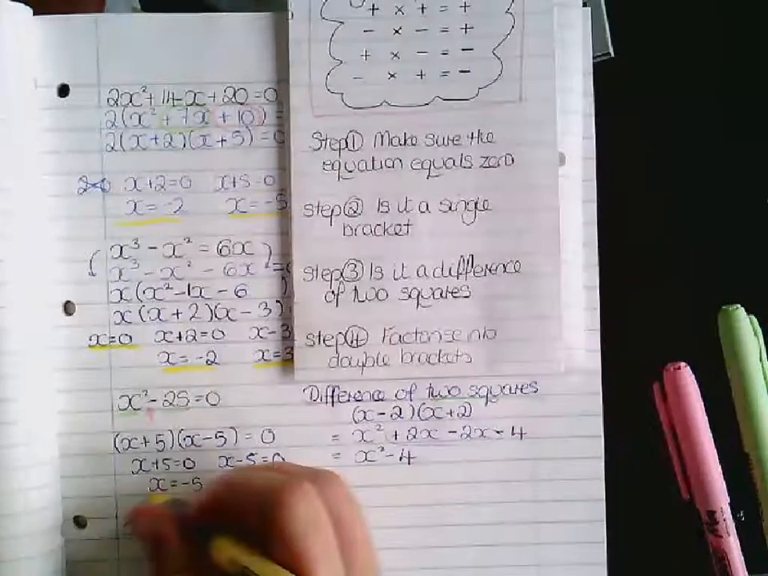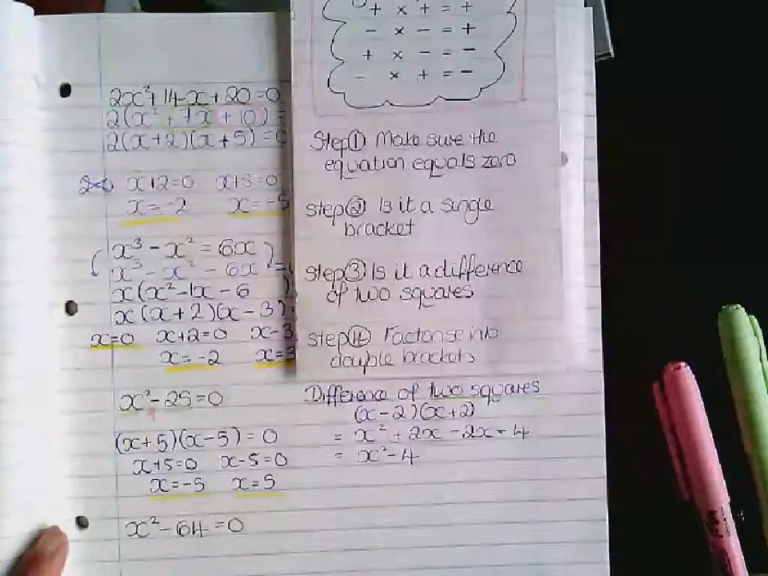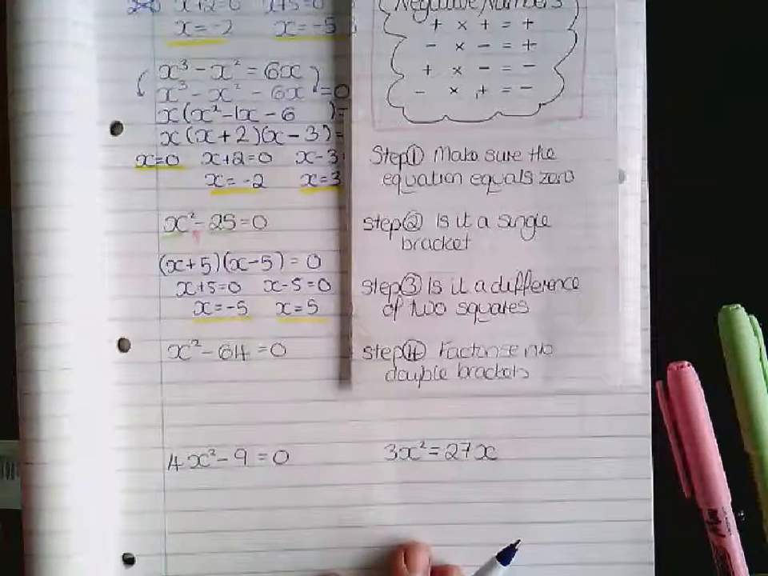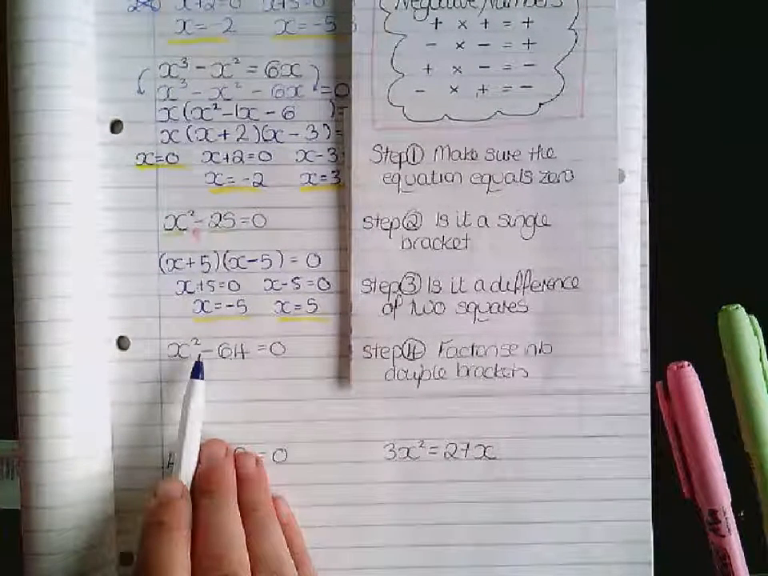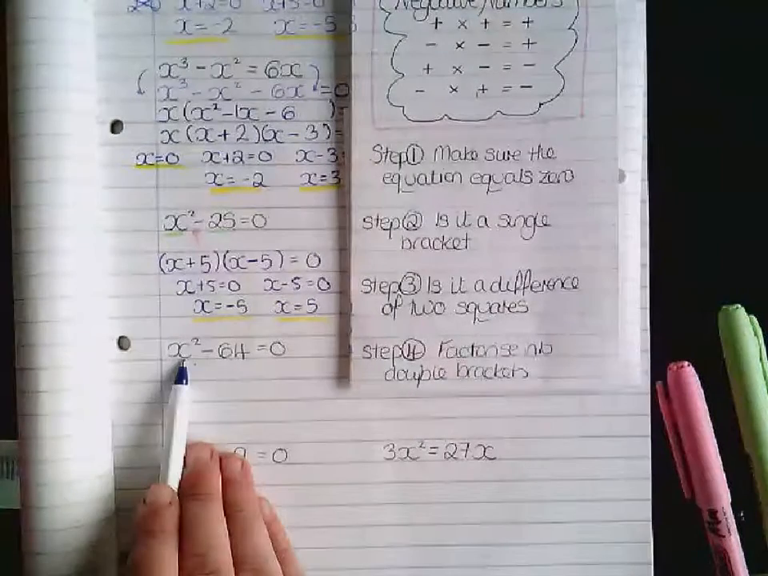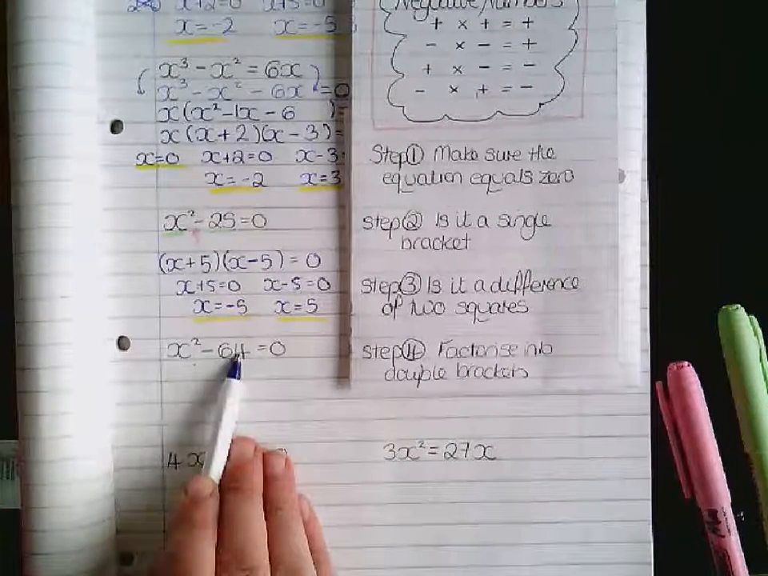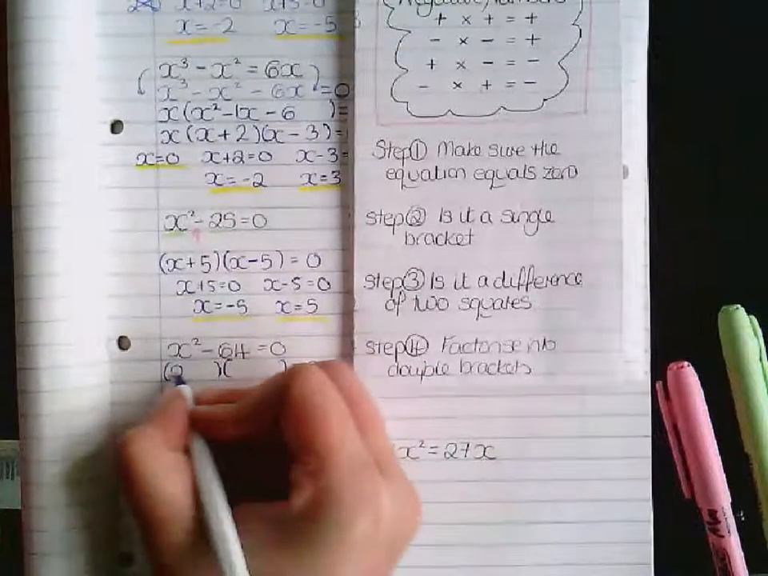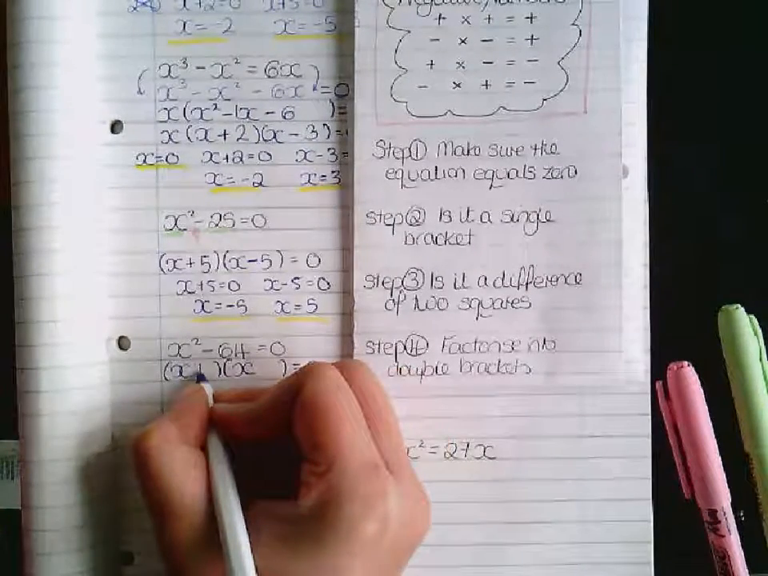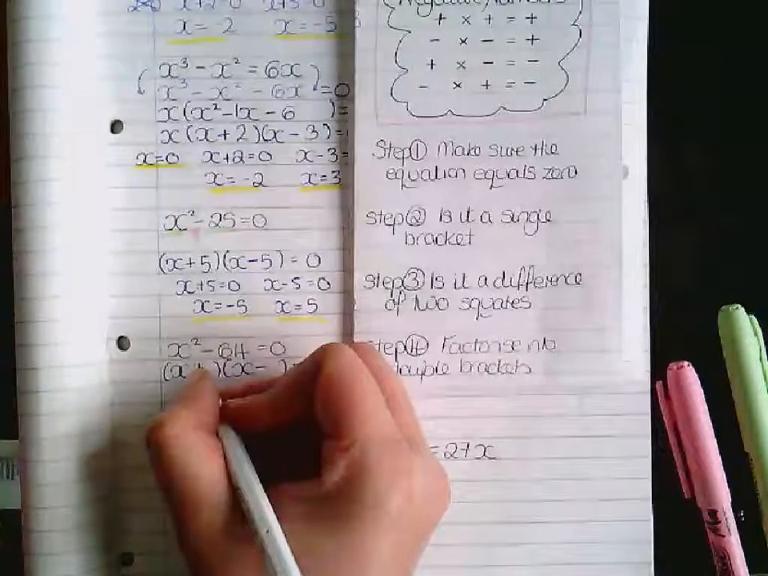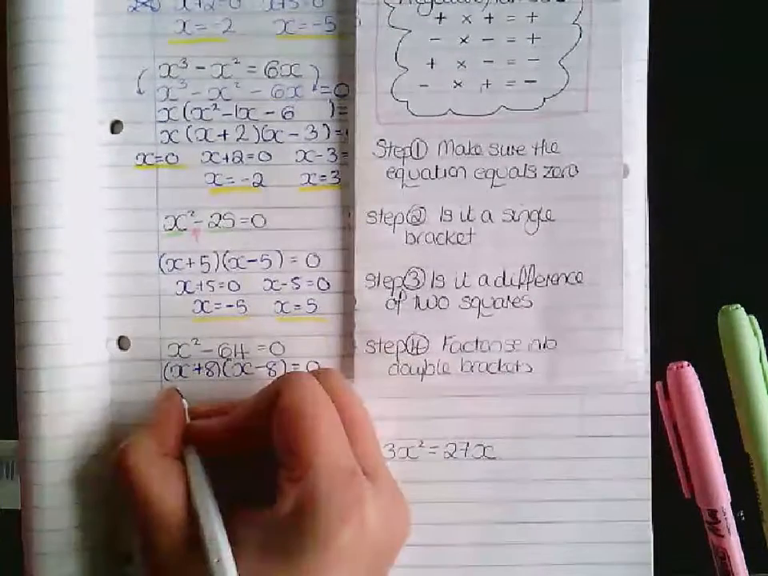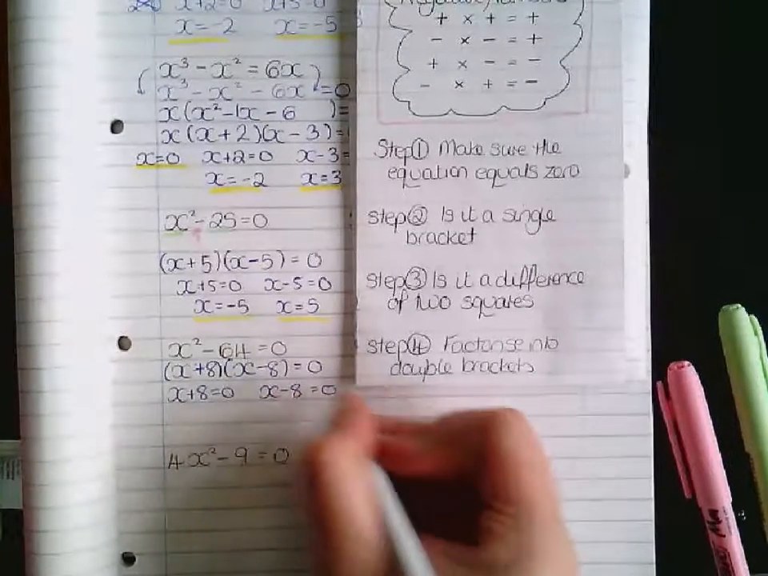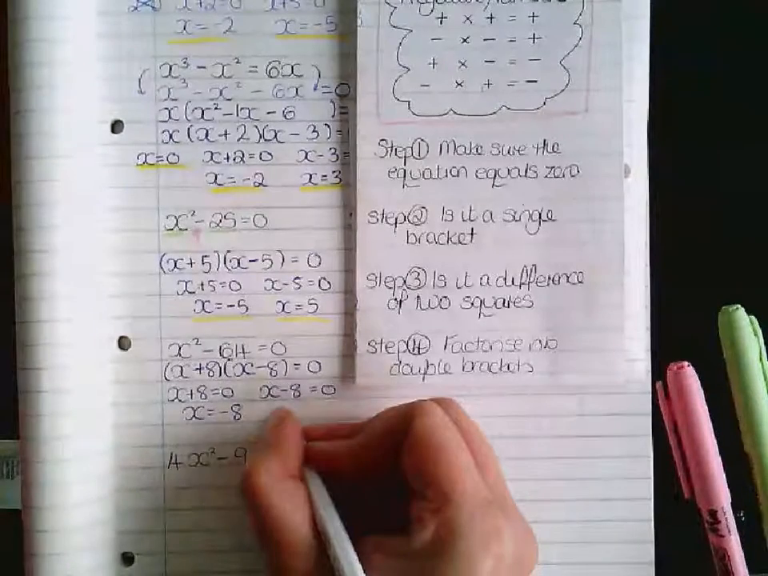I'm going to do a few more of these difference of two squares to make sure you're happy. Now, x squared minus 64. There's a difference because you're subtracting. Is this a square? Yes. Is this a square? Yes. So, x, one is plus, one is minus, and the square root of 64 is 8 and 8. So x plus 8 equals 0. x minus 8 equals 0. So x equals minus 8 and x equals 8.